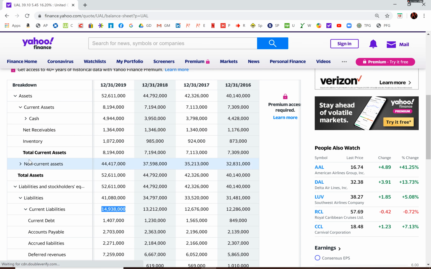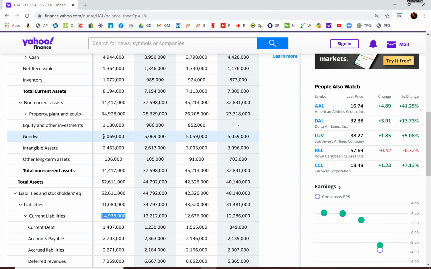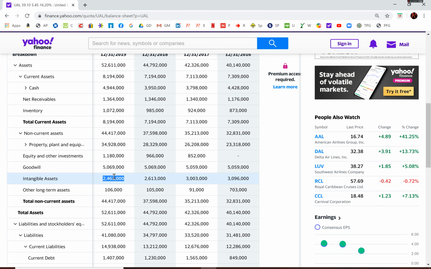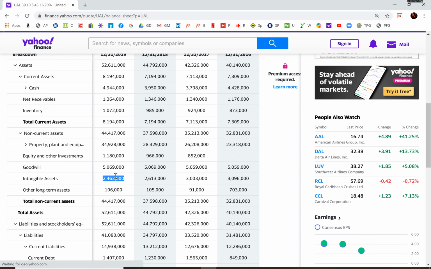Let's look at their balance sheet. Non-current assets. So if you have goodwill and intangible assets, and they have $7 billion of it, that could really inflate your price to book ratio and make it look much better than it is. Goodwill is just a premium companies pay when they acquire another business. So it's not an actual asset.